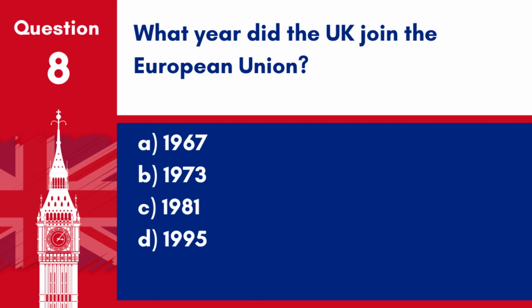Question 8. What year did the UK join the European Union? A. 1967. B. 1973. C. 1981. D. 1995. Answer. B. 1973. The UK joined the European Economic Community, now the EU, in 1973.